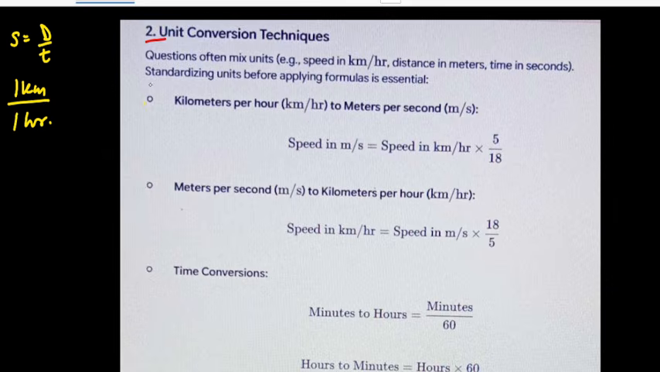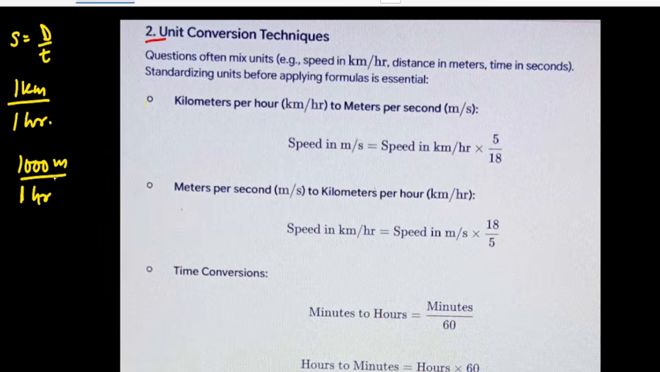Now I want to convert this into another unit. Suppose I want to convert into meter per hour. How to convert into meter per hour? Just convert this kilometer into meter. In 1 kilometer there are 1000 meters. So just write 1000 meter divided by 1 hour. Now if you see, this became 1000 meter per hour.